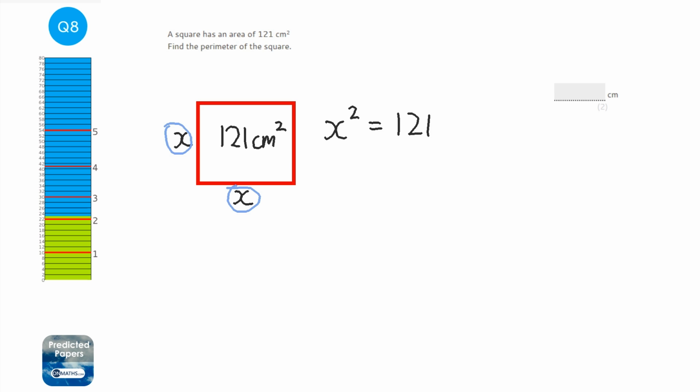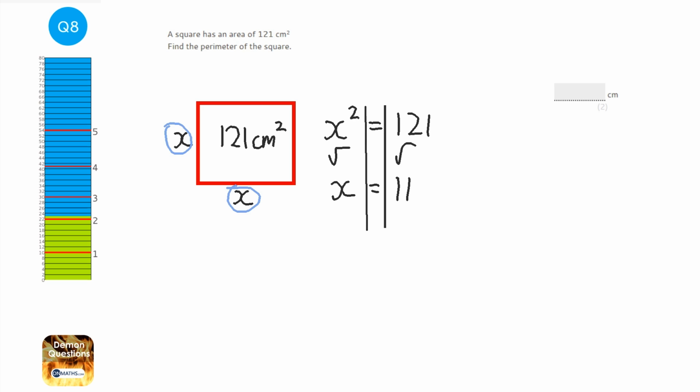And if I put my lines in, then I can square root both sides, and so x is 11. So I know that 11 times 11 is 121. Now the temptation is to think, right, I've got the answer 11, but it's asked for the perimeter of the square.